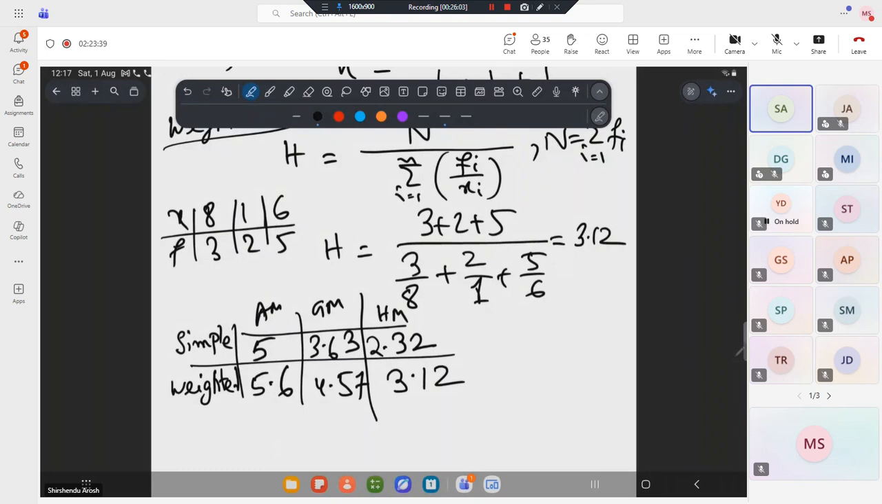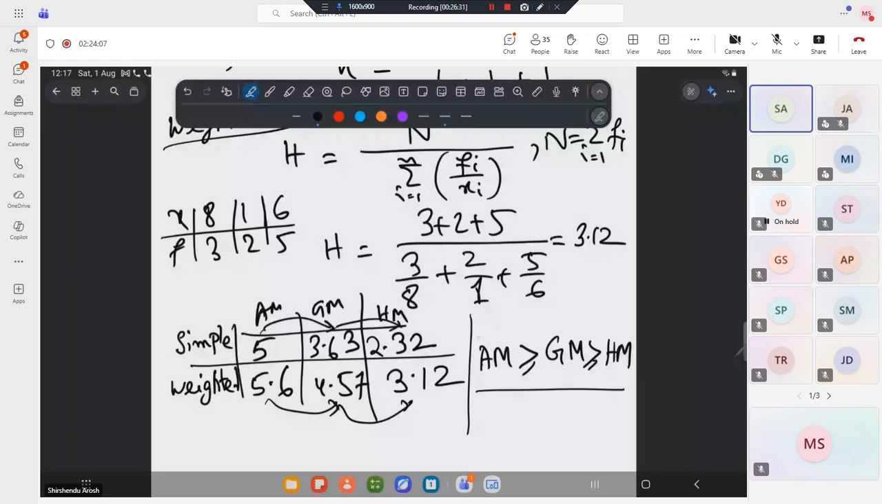For each case, we see that this number is greater than this number, which is greater than this number, for both the simple case and the weighted case. For any observations, it has been found that AM is always greater than GM, which is always greater than HM. So this holds for any scenario, any problem, any case.